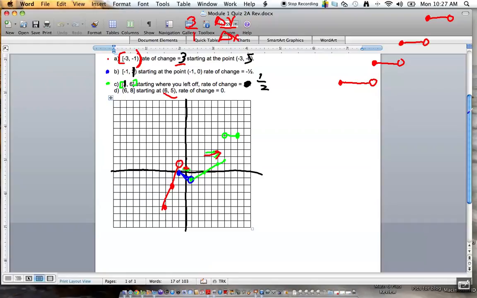Yes? No, the jump is at 6, right here, okay? But it ends at 8. So I went to 6 with the jump, and then I go over to 8, okay?